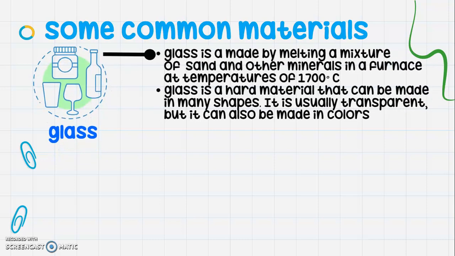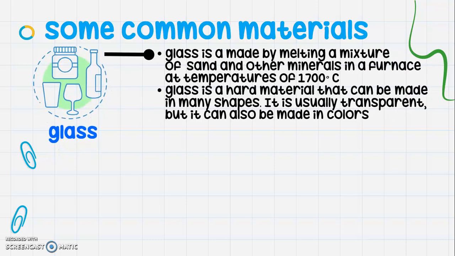Glass. Glass is made by melting a mixture of sand and other minerals in a furnace at temperatures of 1700 degrees Celsius. Glass is a hard material that can be made in many shapes. It is usually transparent, but it can also be made in colors.